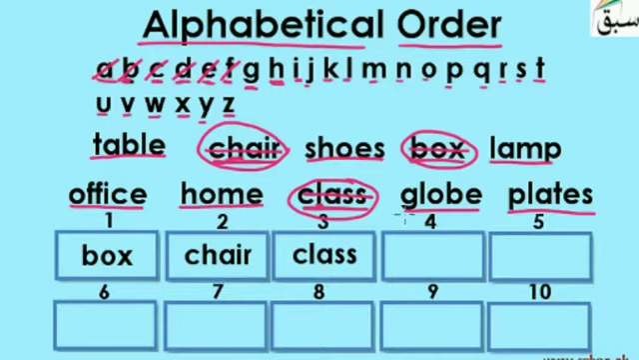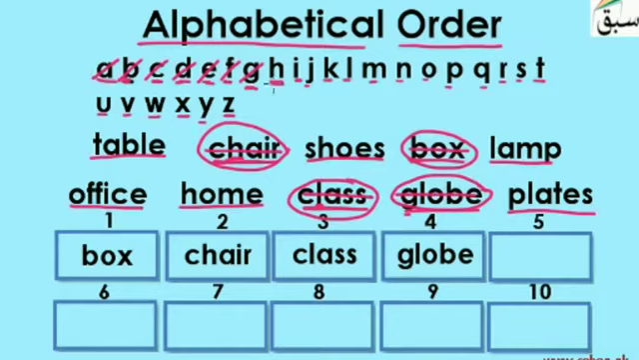Now here there is a word from G, globe. Now we will circle this word globe. Now here there is only one word from letter G. So we are going to write this word in the fourth box. And again we will cut this word globe. We will also cut the letter G.